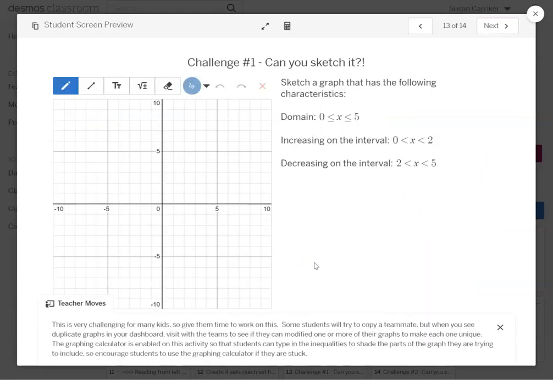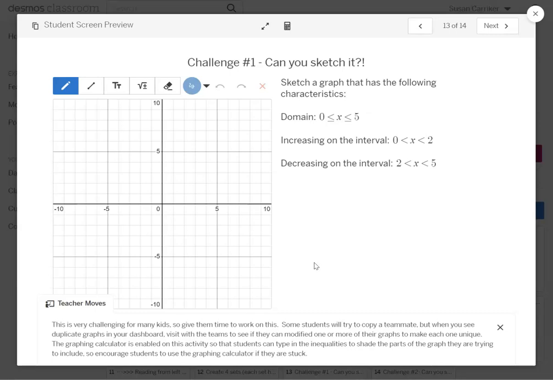So they do have 2 challenge slides. Both of these would be eligible for their portfolio because they're sketching a graph that has certain characteristics, but there are literally an infinite number of ways to sketch it. They could make it curvy or straight or not.